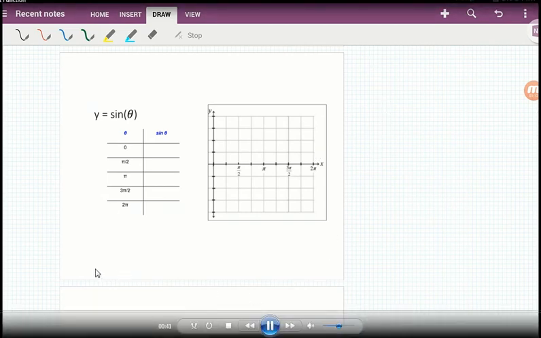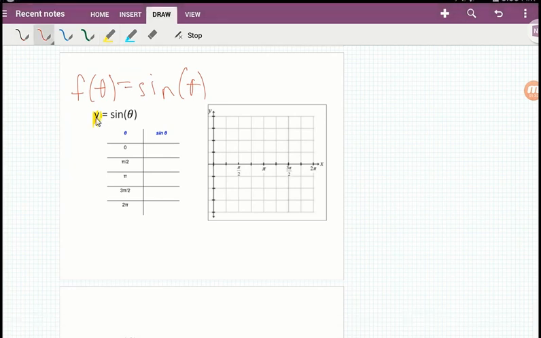We see here sort of like an XY table. It just looks a little weird because it doesn't say X or Y, right? It says theta and then it says sine of theta. Just understand that this could easily say f of theta if the equation looks like this. This y does not matter, okay? For right now, it's technically just the name of the equation.